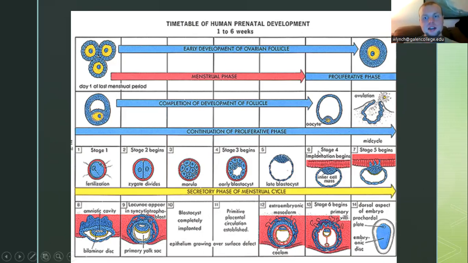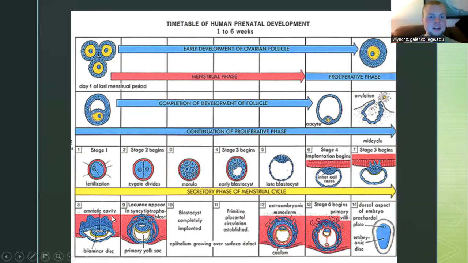So by the sixth day after fertilization, that zygote has gone all the way from the fallopian tube and migrated to the wall of the uterus. And it embeds itself into the endothelial lining of the uterus. And we see that we have the placenta beginning to form on this side of the blastocyst.